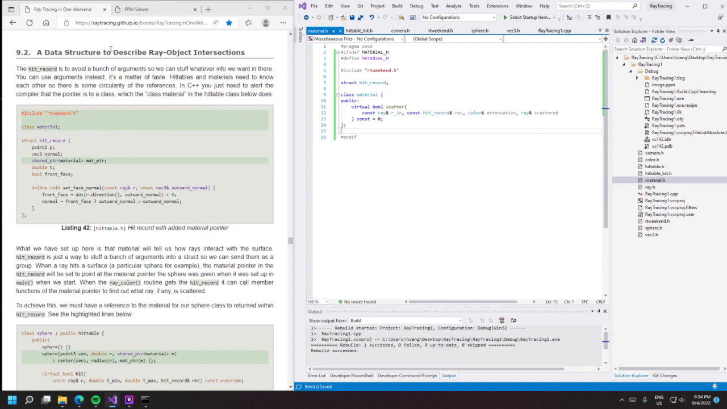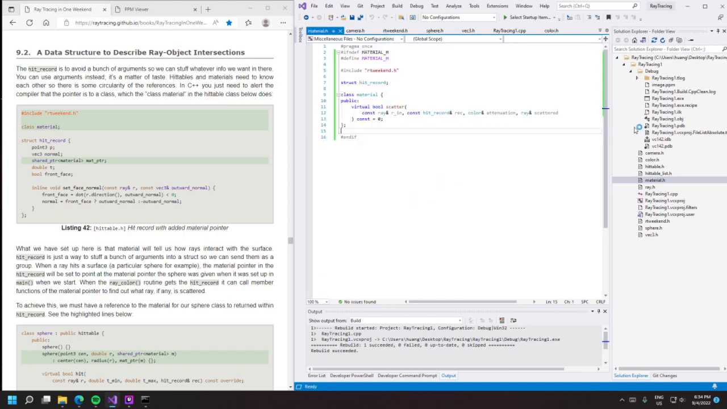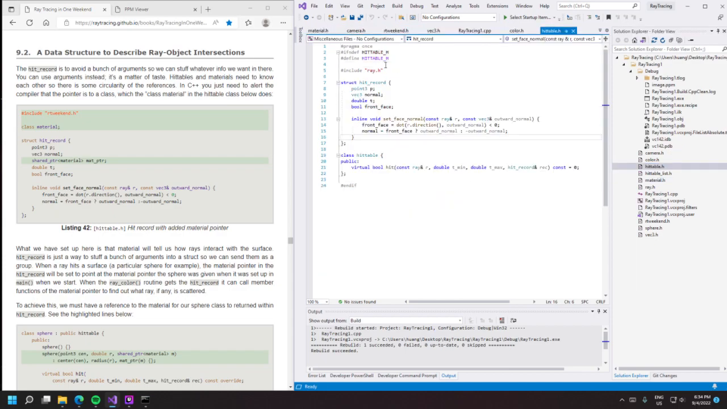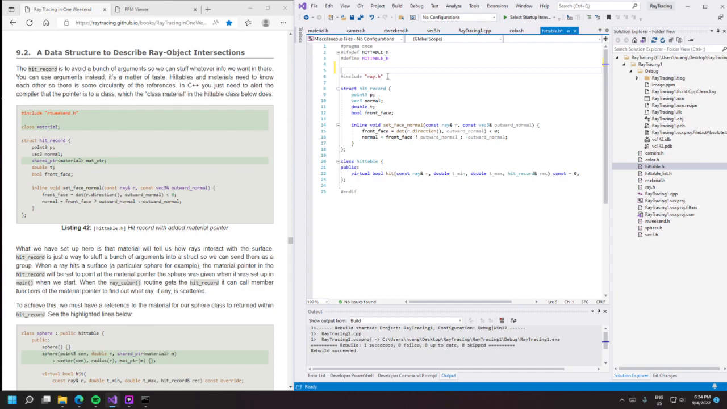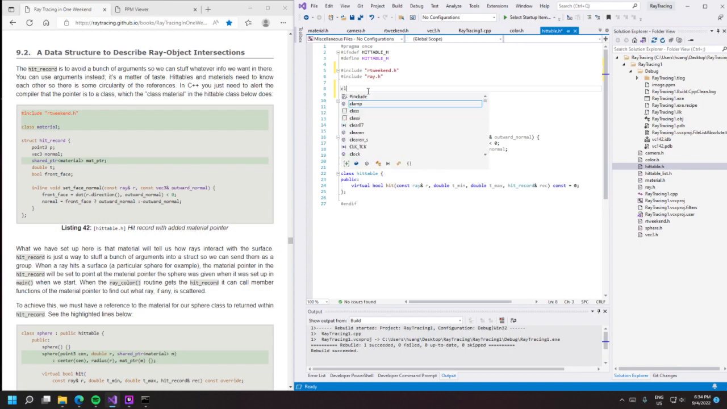And this is the data structure to describe ray object intersections. We need to change something in the hittable.h. Nope, not hittable list, it's hittable. Okay, so we need to include that utility class we made. Yes, we need to include this. And we also need to have a class called material.